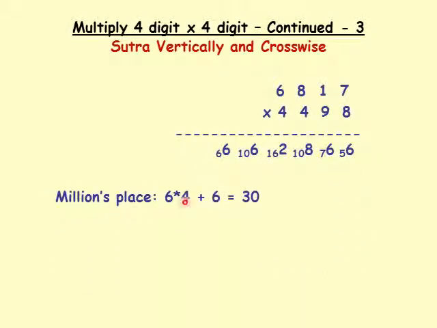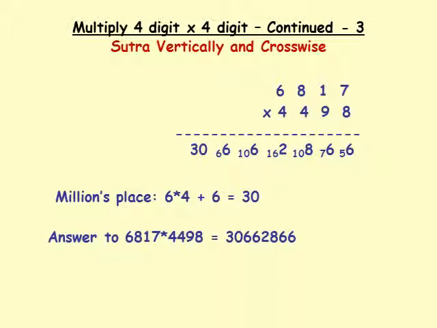Now we are at millions place and we have 1 column left. 6 times 4 plus the carry. 24 plus 6 is 30. Okay. And the answer is 6817 times 4498 is 30662866. 30662866.